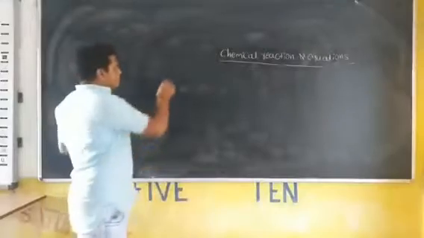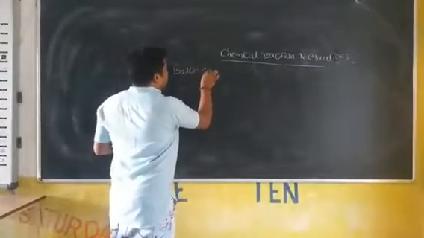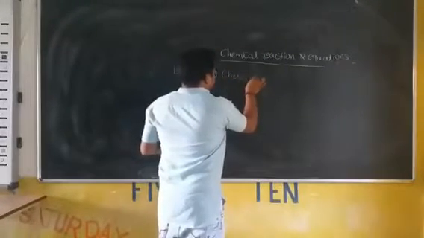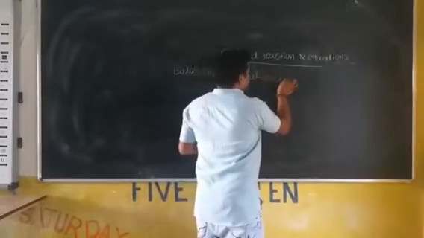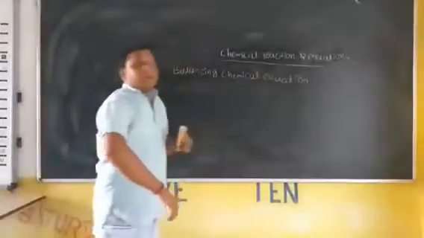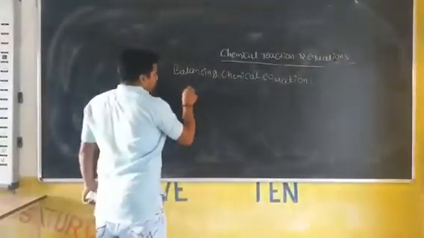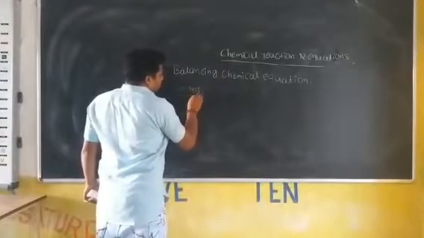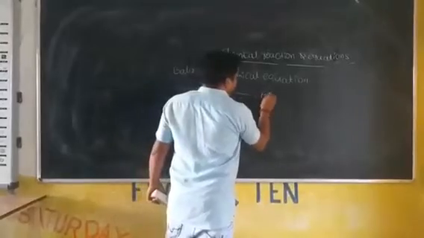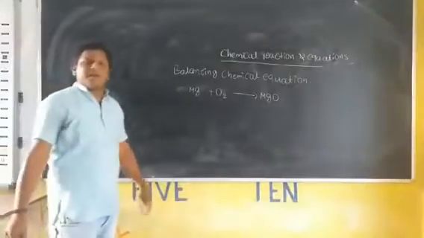Balancing chemical equation. Okay. First, I will give an example. When magnesium reacts with oxygen, it produces MgO.